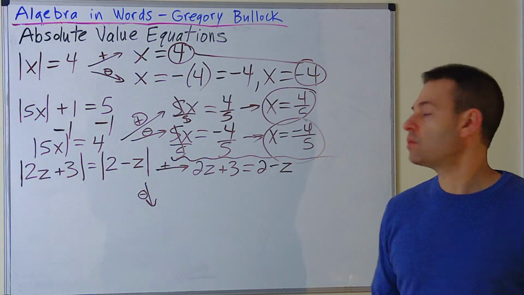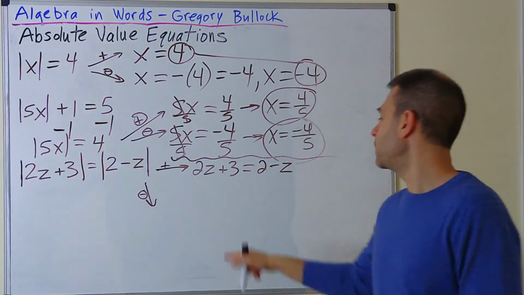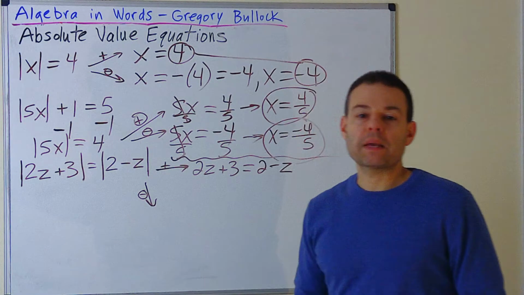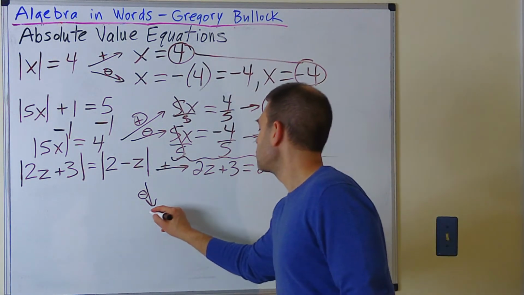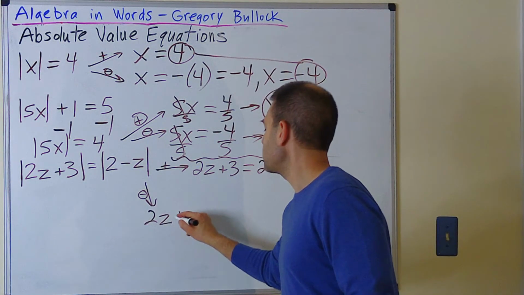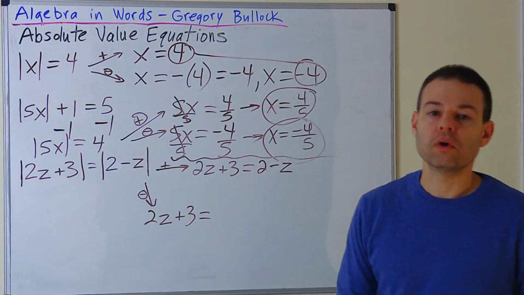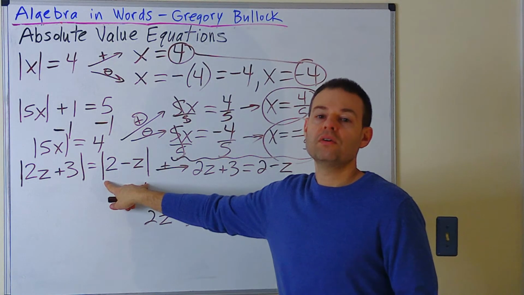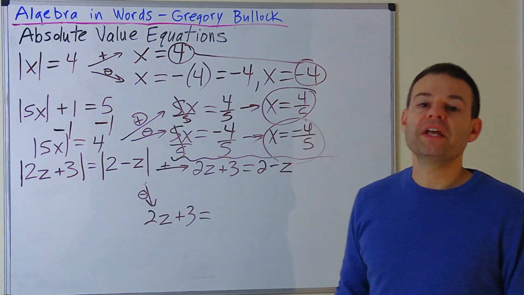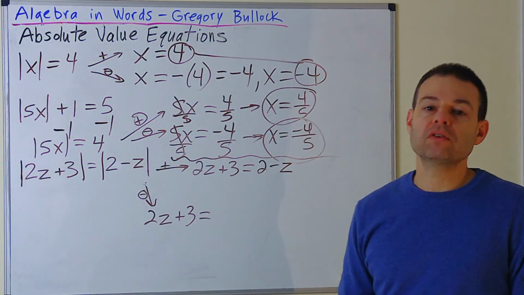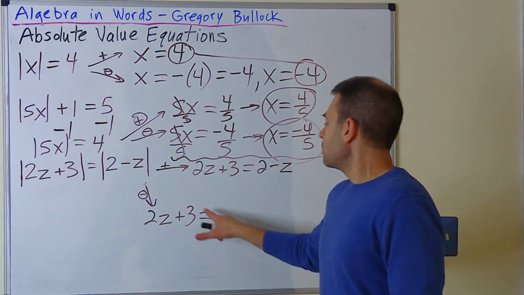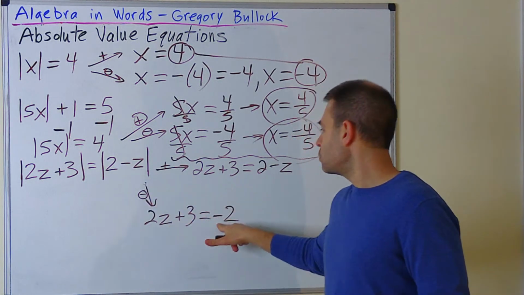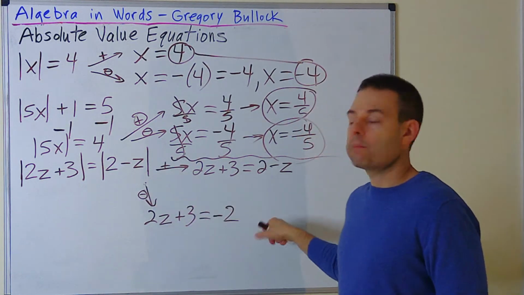And now we're going to do the negative form in the below. Keep the front the same, remove the absolute value bars, so 2z plus 3 equals, and now you're going to remove the absolute value bars from the right side and run a negative through it, meaning it will change all the signs. So this will now be 2 becomes negative 2, and negative z becomes positive z.